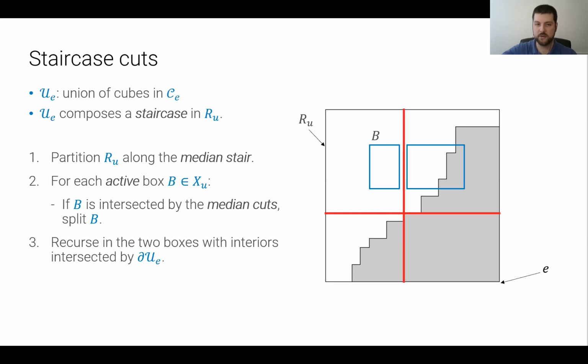After doing this, we then can recurse in the top right and the bottom left, as we have more of the same. The top left box is fully contained in the complement, and the bottom right box is fully contained in the union, and hence all the boxes in XU at that point are done.